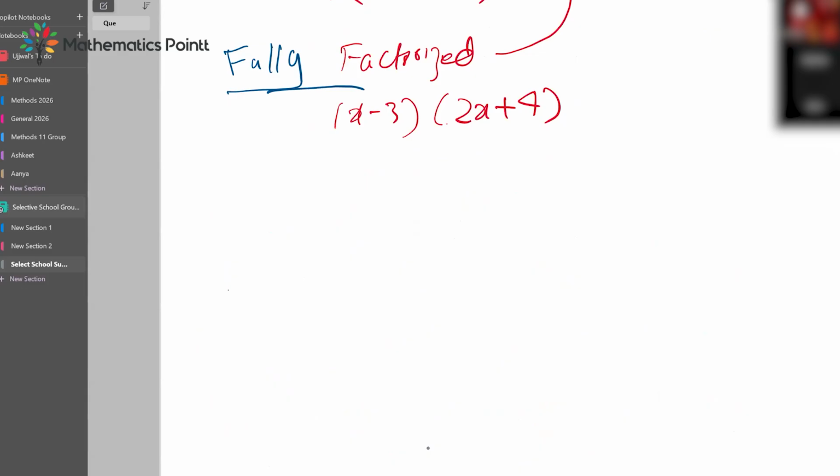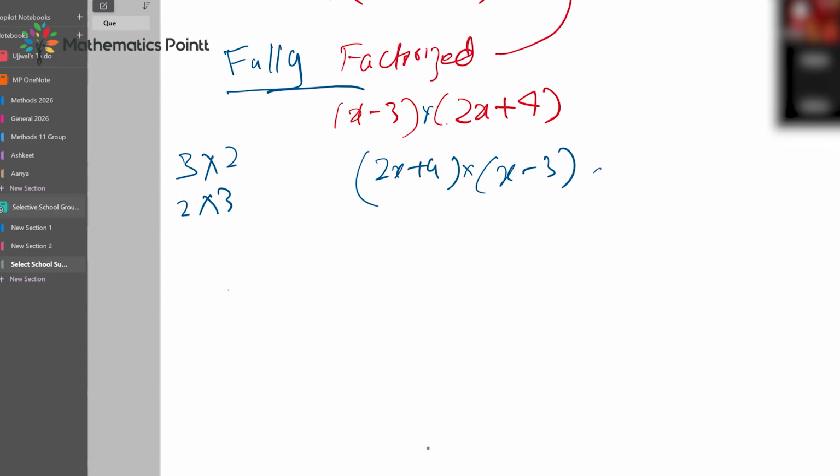Yes, to Evie, order does not matter. You can write 2x plus 4 and x minus 3. See, I write 3 times 2 or 2 times 3. Does not really matter, right? And this is nothing but a multiply in between. So x minus 3 and 2x plus 4. Now, if I was asked to factorize it, this was the right answer. I factorized it.